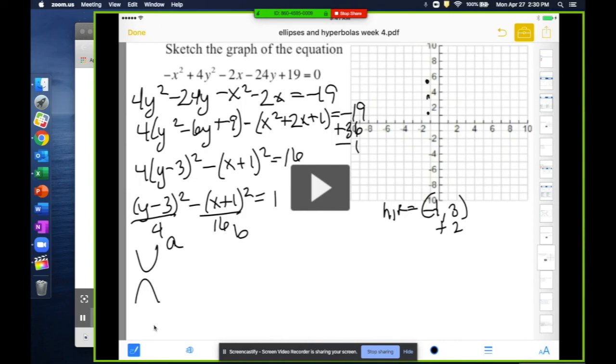so that's why you see 3 plus 2. I'm actually going to do 3 plus and minus 2 to get those 2 points. And then I need to find the c value.